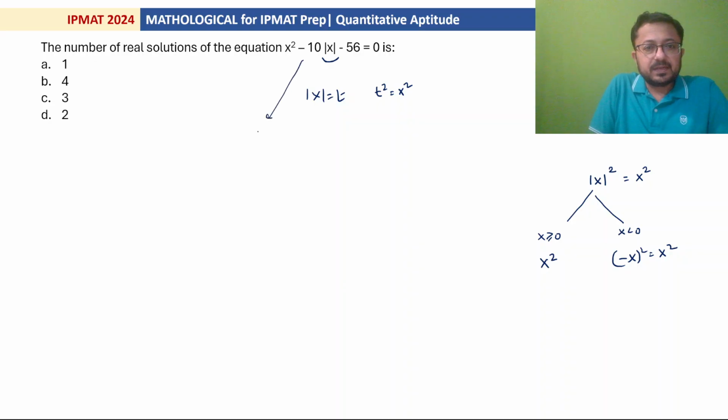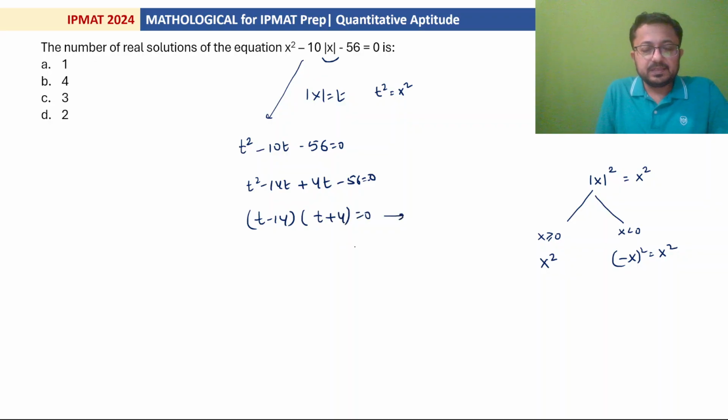So this equation can be written as t square minus 10t minus 56 equal to 0, which becomes t square minus 14t plus 4t minus 56 equal to 0. Make it t minus 14 into t plus 4 equal to 0. So either t is equal to 14 or minus 4. But what is t actually? t is equal to modulus of x, so t has to be definitely greater than or equal to 0. So t can be 14, it cannot be minus 4.